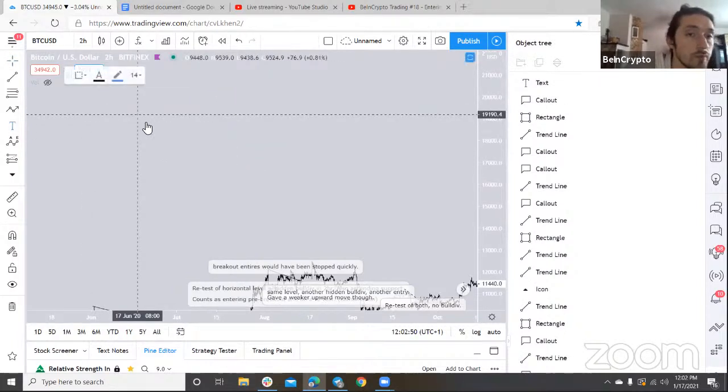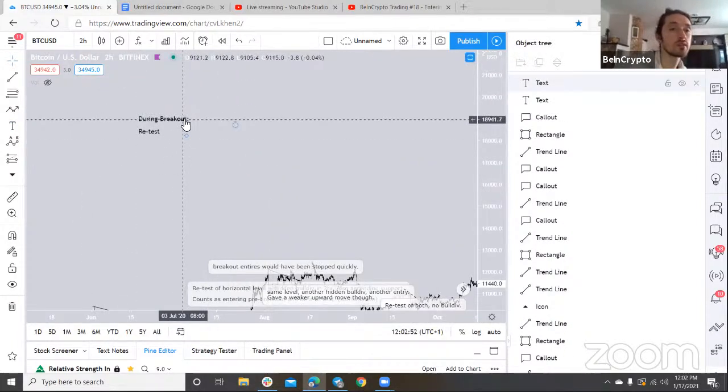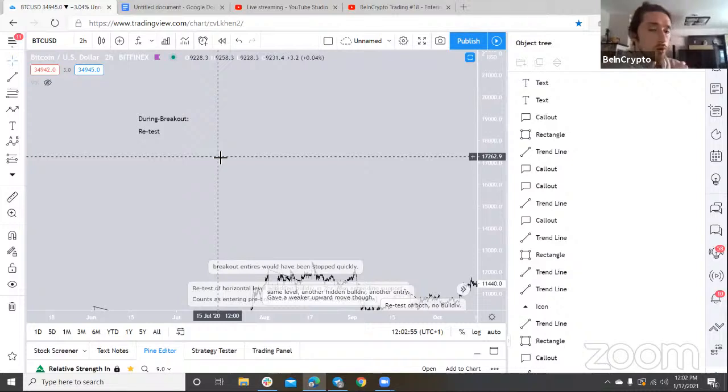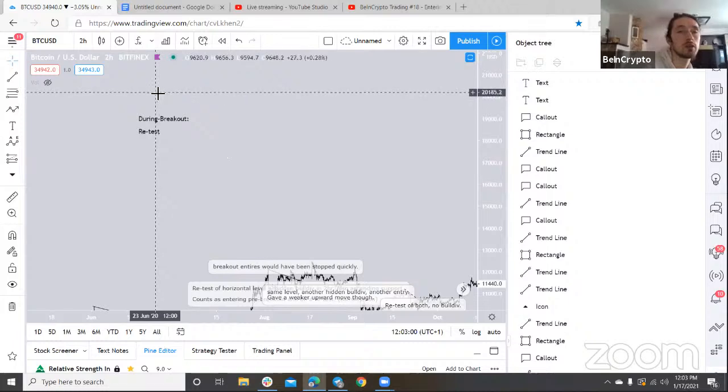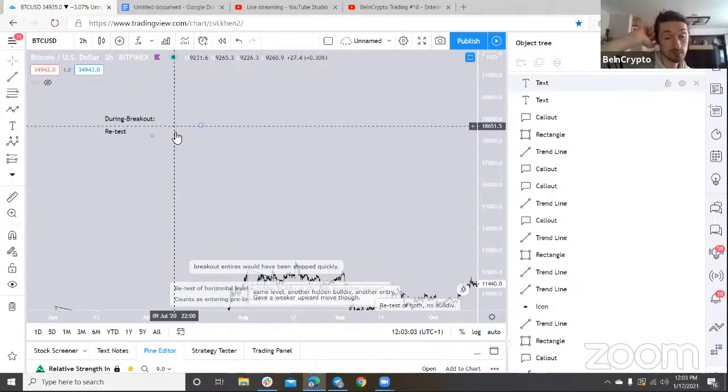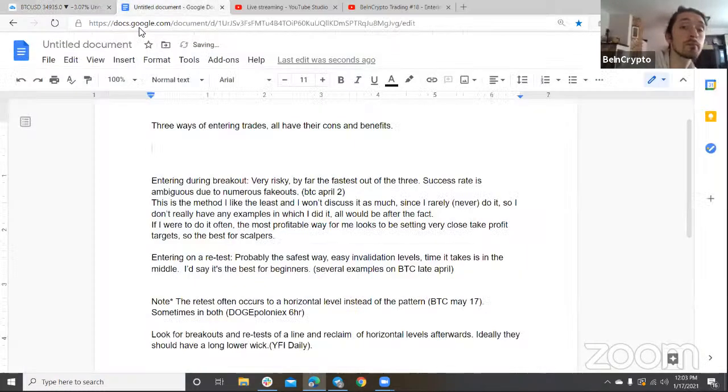Now, second one, entering during breakouts. I almost never do this. I don't like it at all, but it's a valid way to enter trades, so I'm gonna cover it. I rarely do this. So yeah, it's very risky because you can get caught in a fake out and then your stop would be very, very low and you might have actually bought the exact top.